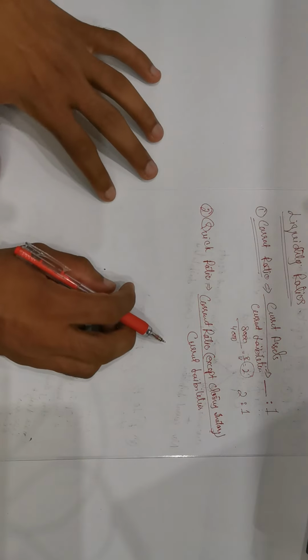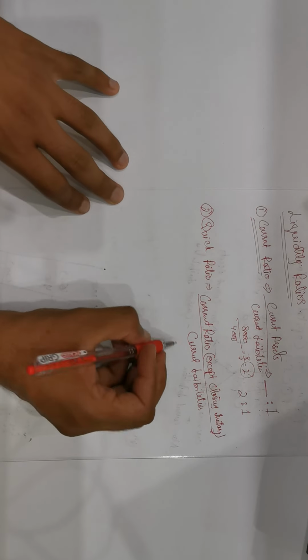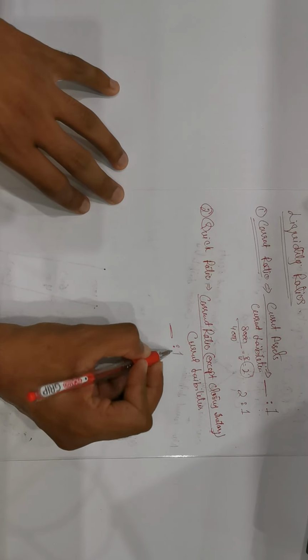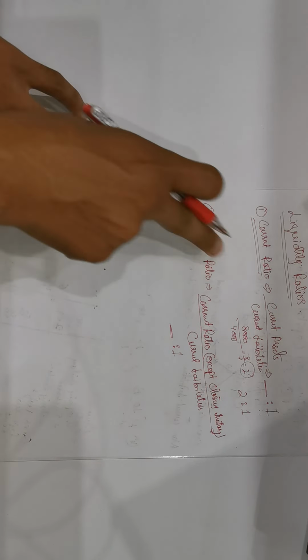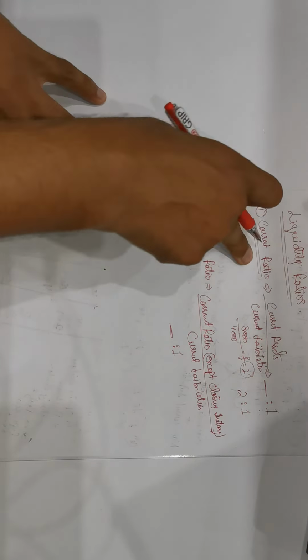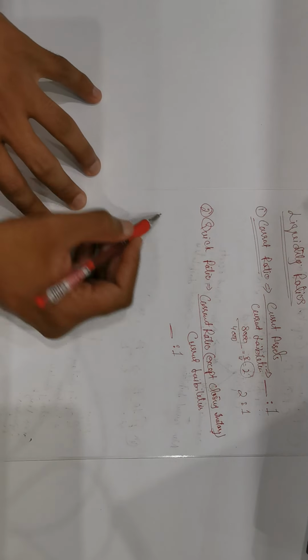Once again, whatever the answers are, you are always going to write it in ratio 1, and the answer of quick ratio will always be smaller than current ratio.